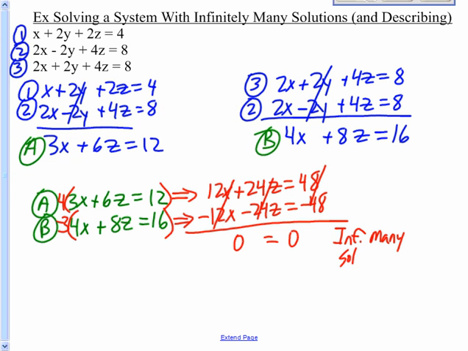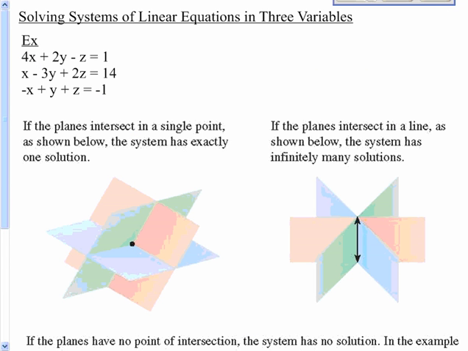So this is consistent dependent, infinitely many solutions. But the difference here is with 3 dimensions, I know it's infinitely many solutions. So they intersect at, let me go back to the picture. They intersect on a line, right? But where is this line? It could be that line. Maybe the planes intersect at a different line.